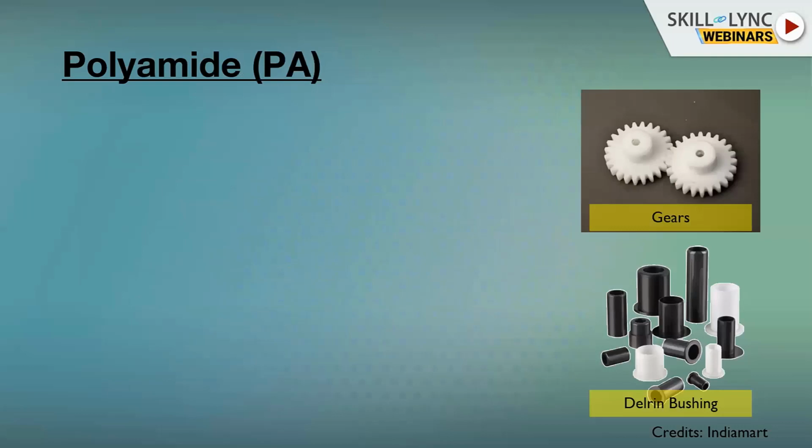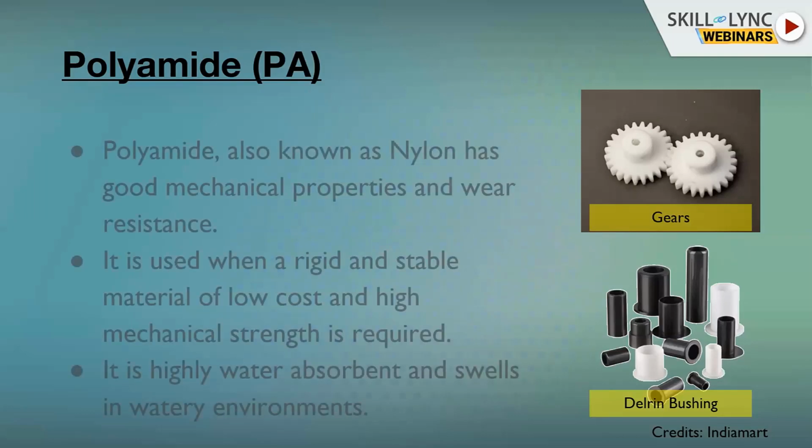Moving to next, which is polyamide. On the right side, you can see gears and bushing. So why do we use polyamide for these things? Polyamide, which is also known as nylon, has a good mechanical property and wear resistance. So that's why in these moving parts, polyamide can be used because it is having a good wear resistance.